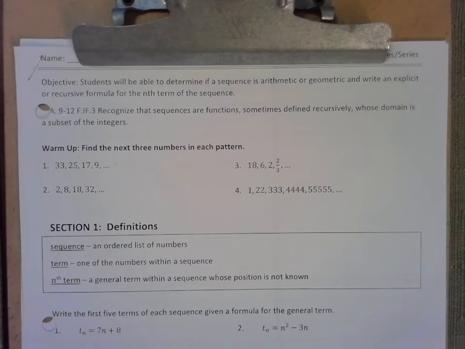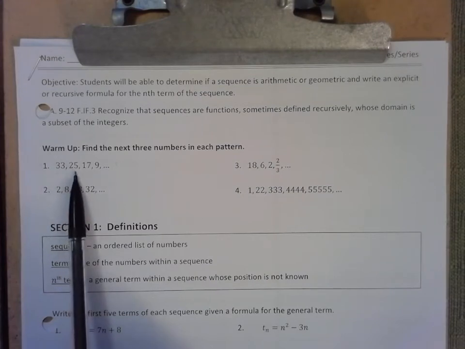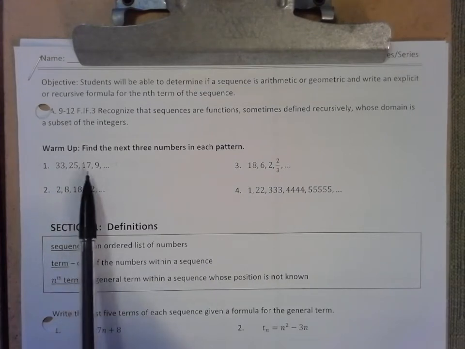We're going to focus in on sections 1, 2, and 3. I'm going to record each video one section at a time, but feel free to pause and replay these videos as many times as needed. Today's lesson talks about patterns of numbers, which we call sequences. Our warm-up for today has 4 patterns of numbers, which we are then asked to find the next 3 terms in each pattern. Starting with our first example, take a look at the numbers 33, 25, 17, and 9.